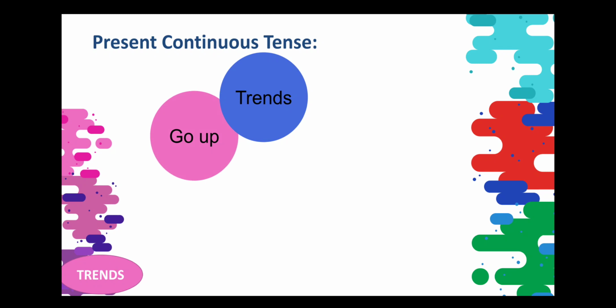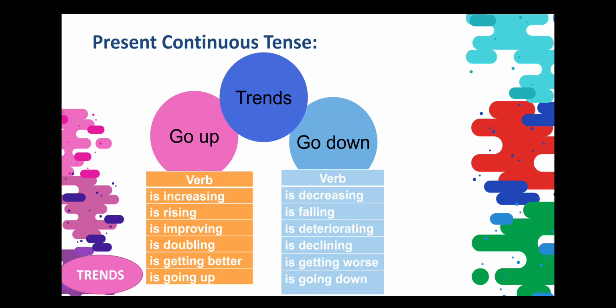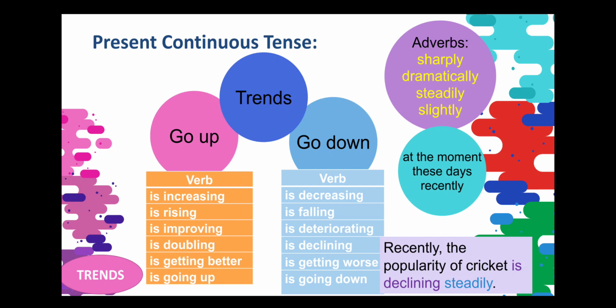So the trends go up, the trends go down, and the vocabulary can be is increasing, is rising, is improving, is doubling, is getting better, is going up. And when it's going down, we would say is decreasing, is falling, is deteriorating, is declining, is getting worse, is going down. And the adverbs can be sharply, dramatically, steadily, slightly. Time adjuncts: at the moment, these days, recently. And here is an example. Recently, the popularity of cricket is declining steadily.